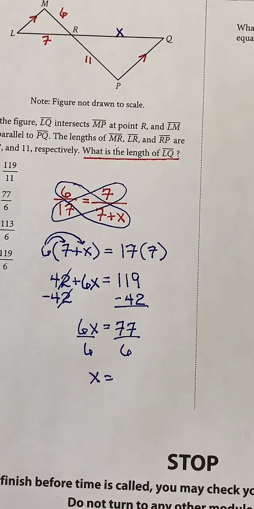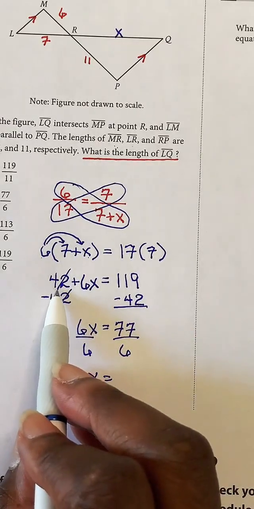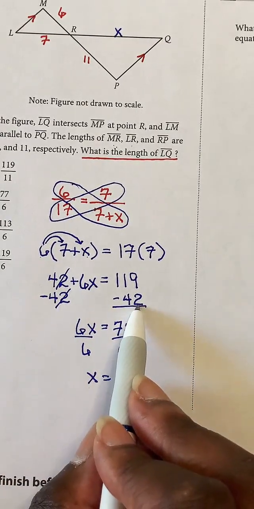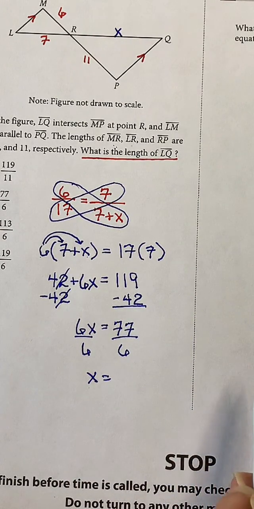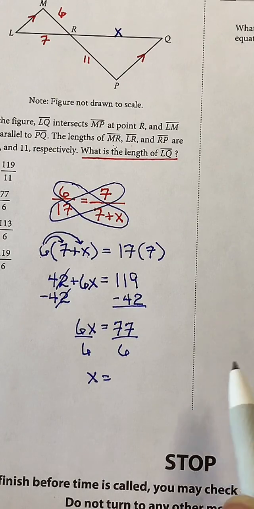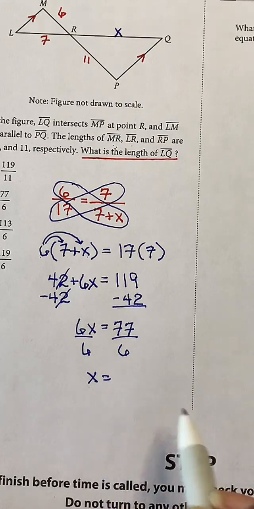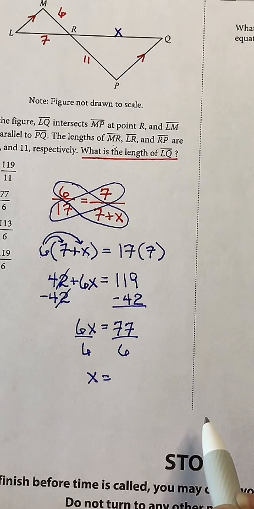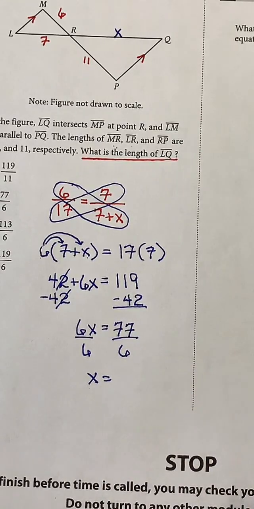So right here, we got 77 over 6. Why subtracting? Because you want to isolate your variable. The 42 is a positive 42. You always do the opposite. You always do the inverse. That's why we're doing subtraction. We want to get x by itself. We want to keep it as a fraction. Always do the inverse. 6x is multiplication, so divide both sides by 6.